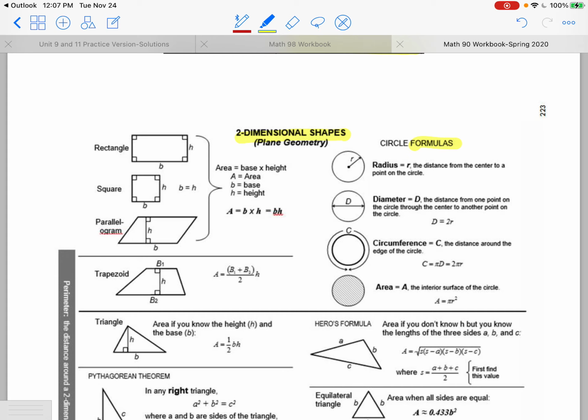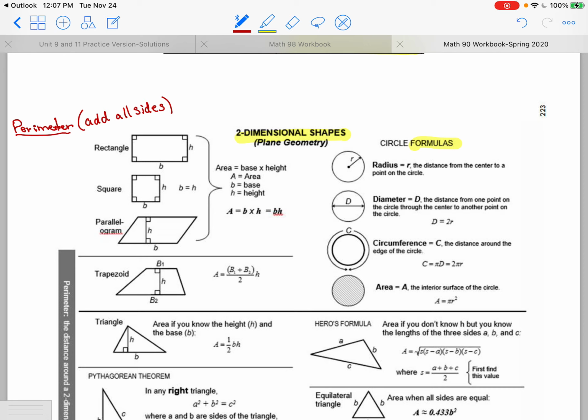Basically, in terms of perimeter, I'm going to go over here and just add this at the side here. If we know that the perimeter is the distance around, of course, we could just add all sides. We can always do that. It doesn't matter what shape it is and whether it has a specific formula. We can always just add all sides, right? That would work.